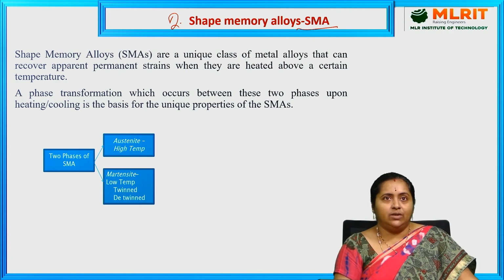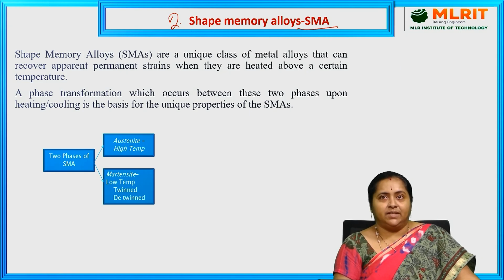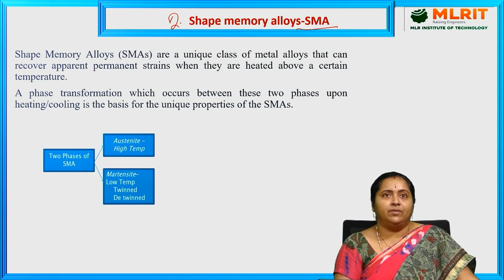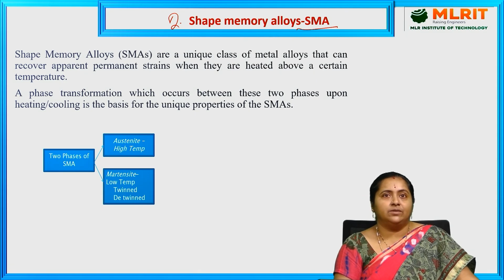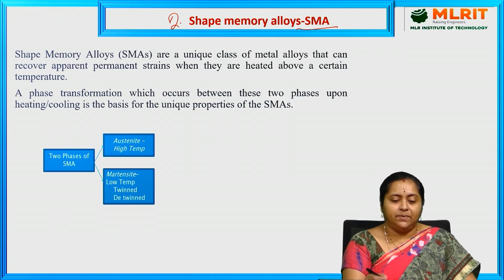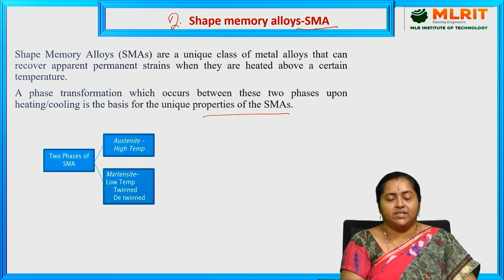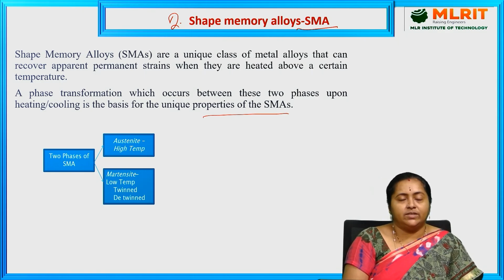So we can notice a phase transformation when this kind of process takes place. When they are subjected to a heating process by applying some amount of temperature, we can notice a phase transformation that occurs between two phases upon heating or cooling, which is the basis for the unique properties of shape memory alloys. That means these alloys involve phase transformation during cooling and heating process. So that's why we call it a unique property.